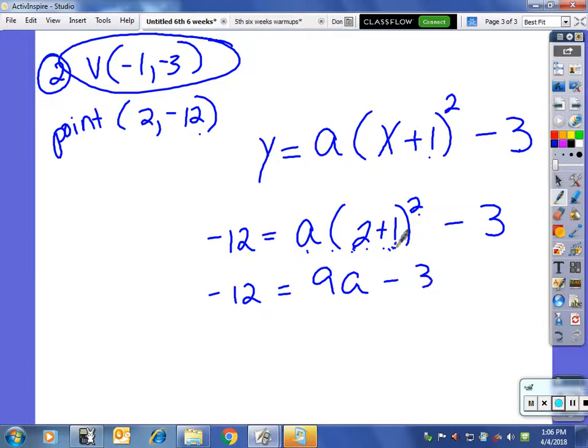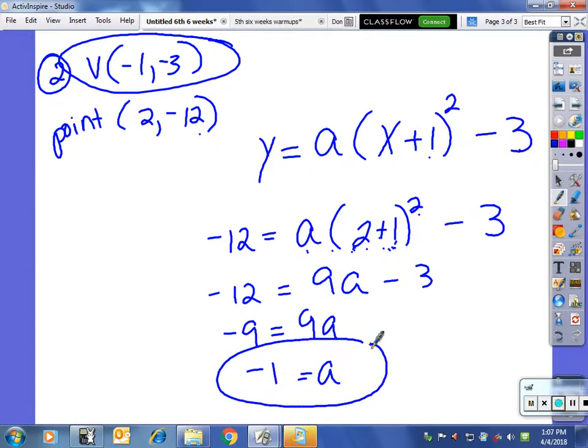Okay, what is 2 plus 1? What's 3 squared? Okay, now add 3 to both sides. What's -12 plus 3? -9 equals 9A. What does A equal? -1. Now, because of the way I did it, all I got to do is go back to this step right here and take the A out and put in a negative 1. Which they probably wouldn't even put in a negative 1. They'd probably just put in a negative sign.